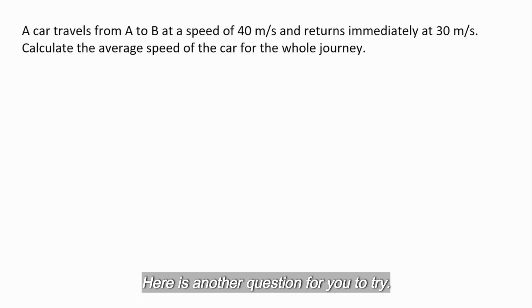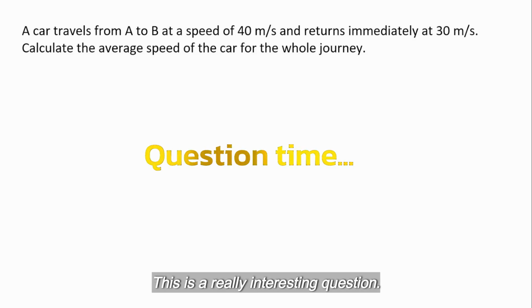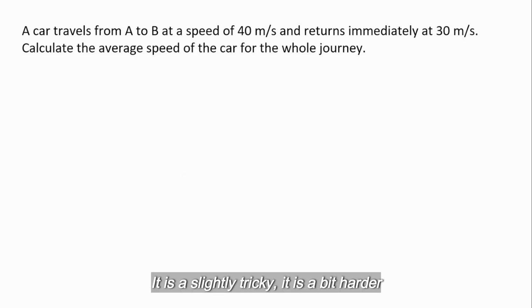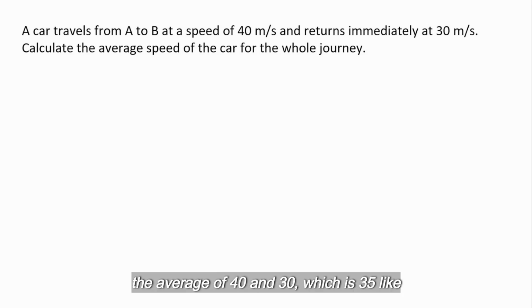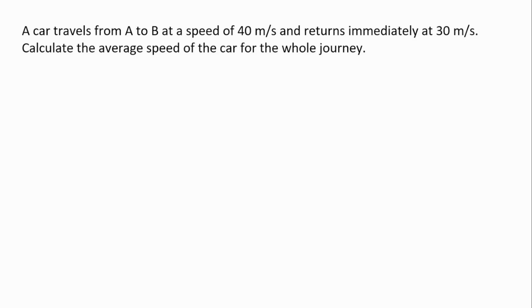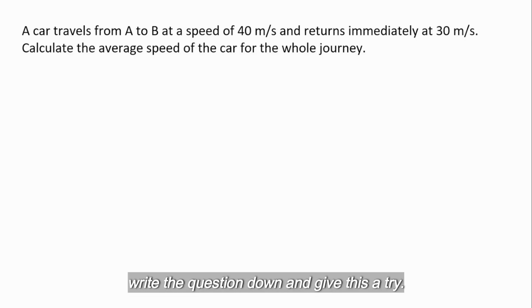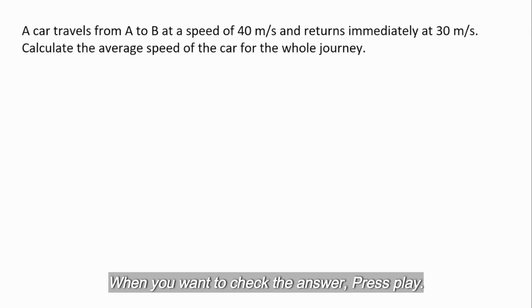Here's another question for you to try. This is a really interesting question. I have seen very similar questions in previous A-level past papers. It's slightly tricky, it's a bit harder than it looks. Many people assume that the average speed of the car for the whole journey must be the average of 40 and 30, which is 35, like 40 and 30 is 70, half of 70, 35. But that is not the case. I can tell you the answer is not 35. Pause the video, write the question down, and give this a try. When you want to check the answer, press play.